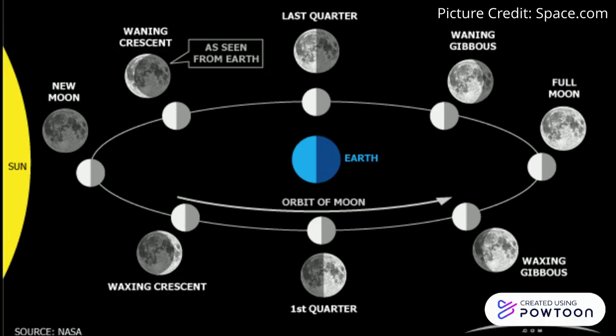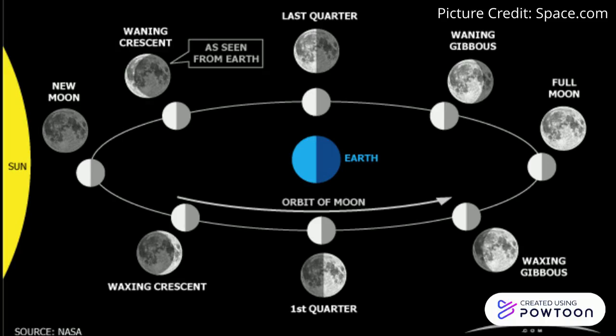Next is the last quarter. The moon looks like it's half illuminated from the perspective of Earth, but really, you're seeing half of the half moon that's illuminated by the sun, or a quarter. A last quarter moon, also known as third quarter moon, rises around midnight and sets around noon.